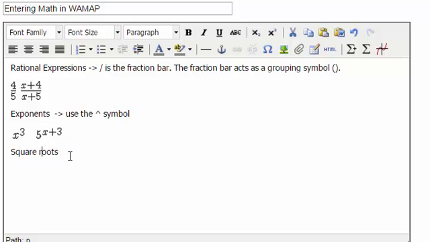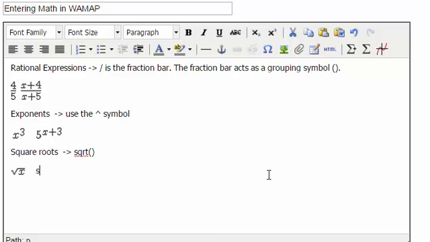All right, so square roots. Square roots are done using SQRT. So this is the same notation that you would use in Excel. All right, so if I want the square root of x, I just type SQRT and then x in parentheses, and I get my square root of x.